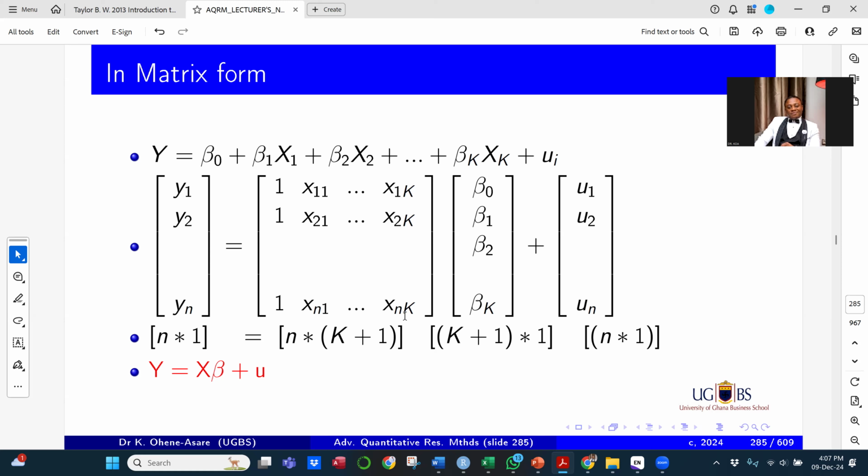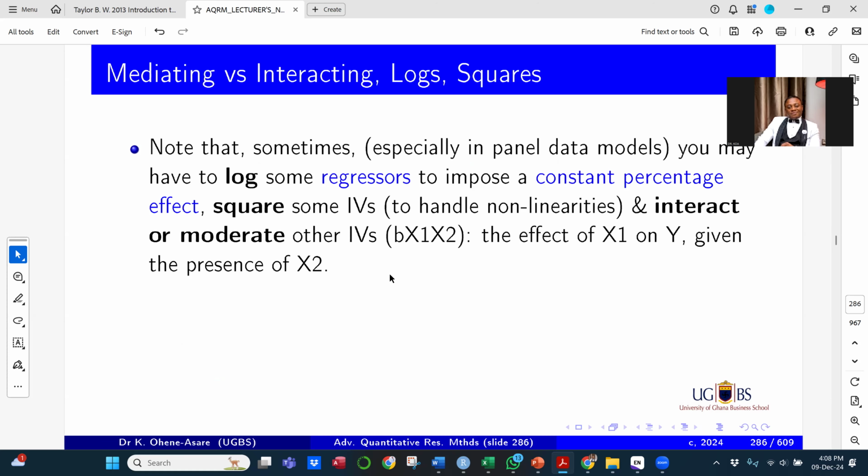And then the most important ones are the independent variables and the coefficients attached to them. Independent variables are an n by (k plus 1) matrix, and then the beta is a (k plus 1) by 1 matrix. So that is how you convert this into the matrix form.